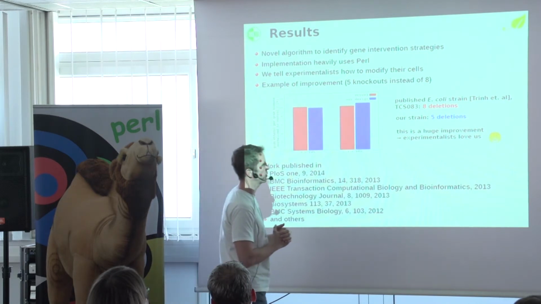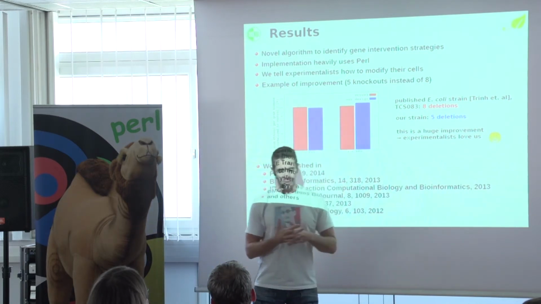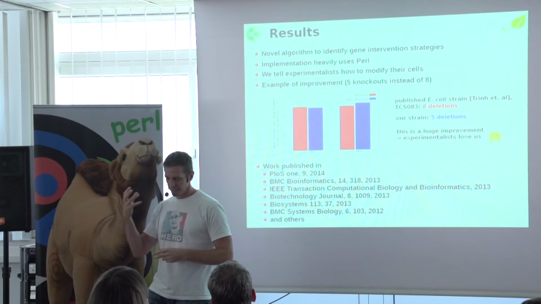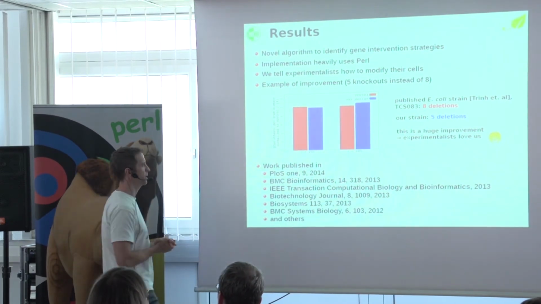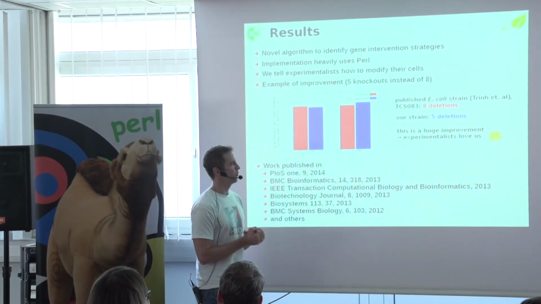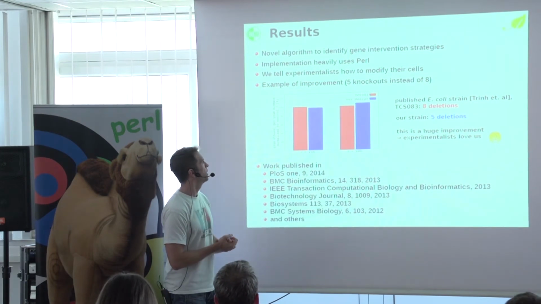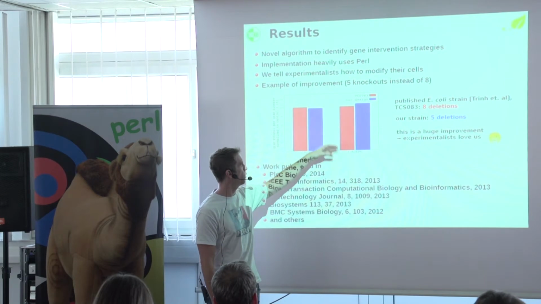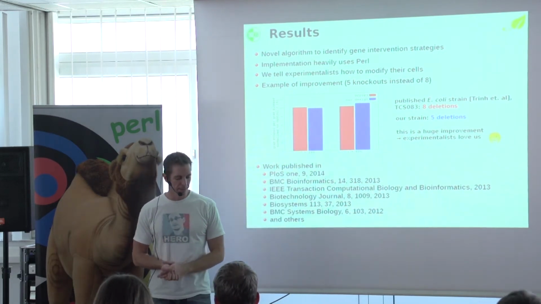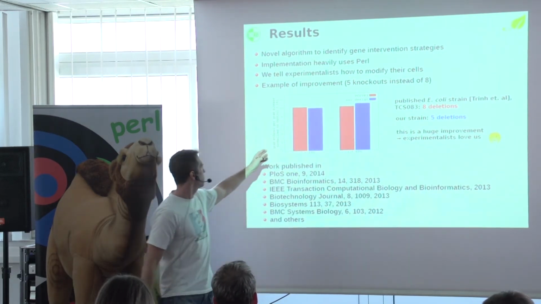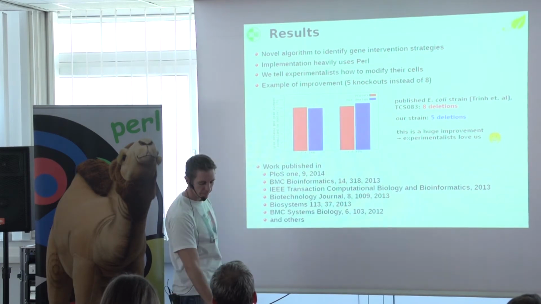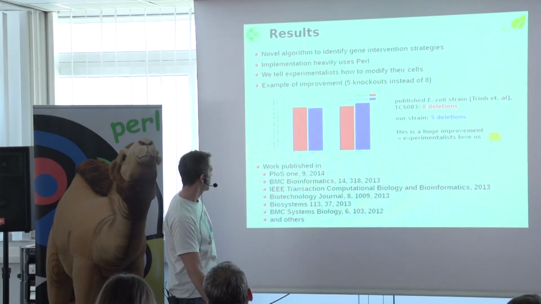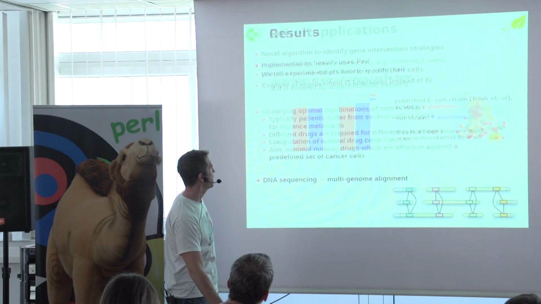If any one of you knows how experimentalists hate to do many knockouts in a single organism, so they really liked us for reducing their workload. And as you can see here, this is the one by Trinh, and this is our approach, and they more or less have identical biomass or ethanol production here. Good. Again, we have published some of the work in these papers.